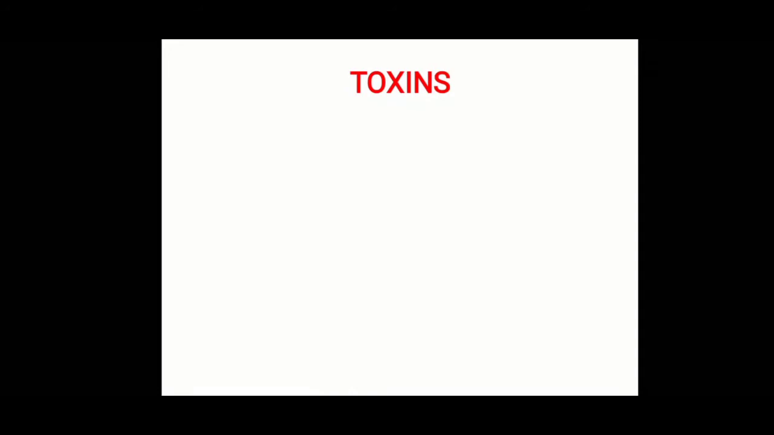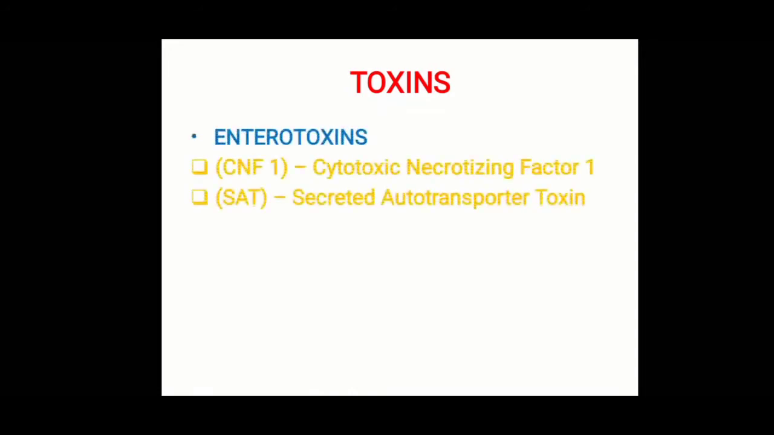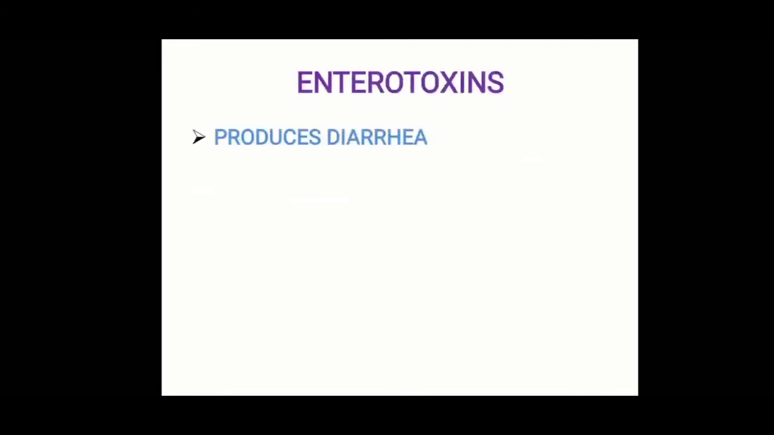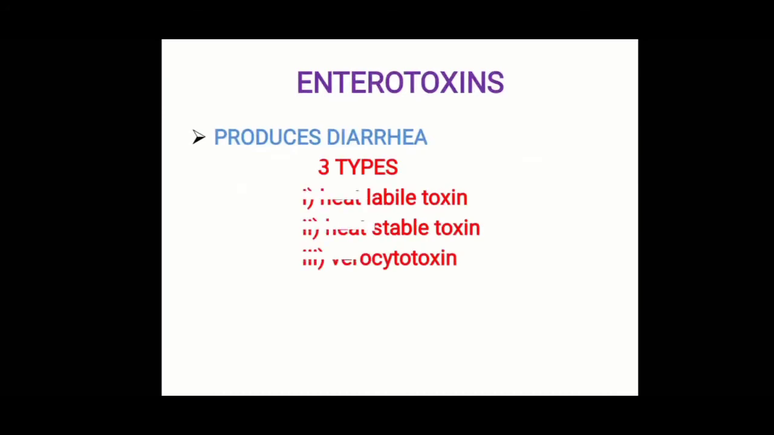Toxins. The toxins produced by E. coli are enterotoxins, cytotoxic necrotizing factor 1, and secreted autotransporter toxin. Enterotoxins. They produce diarrhea. They are of three types: heat labile, heat stable, and verocytotoxin.